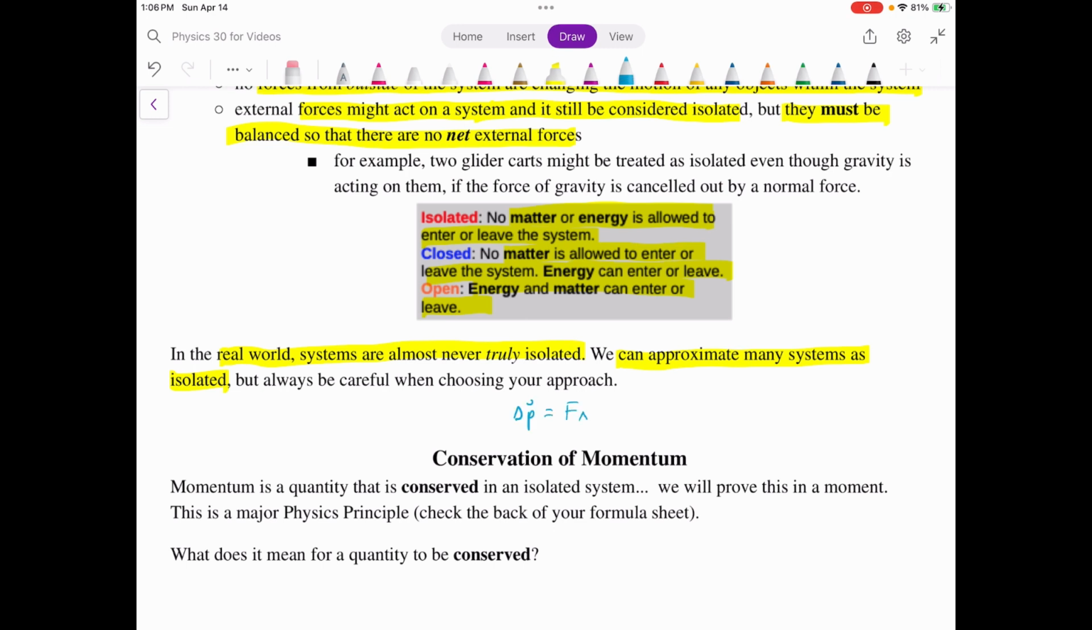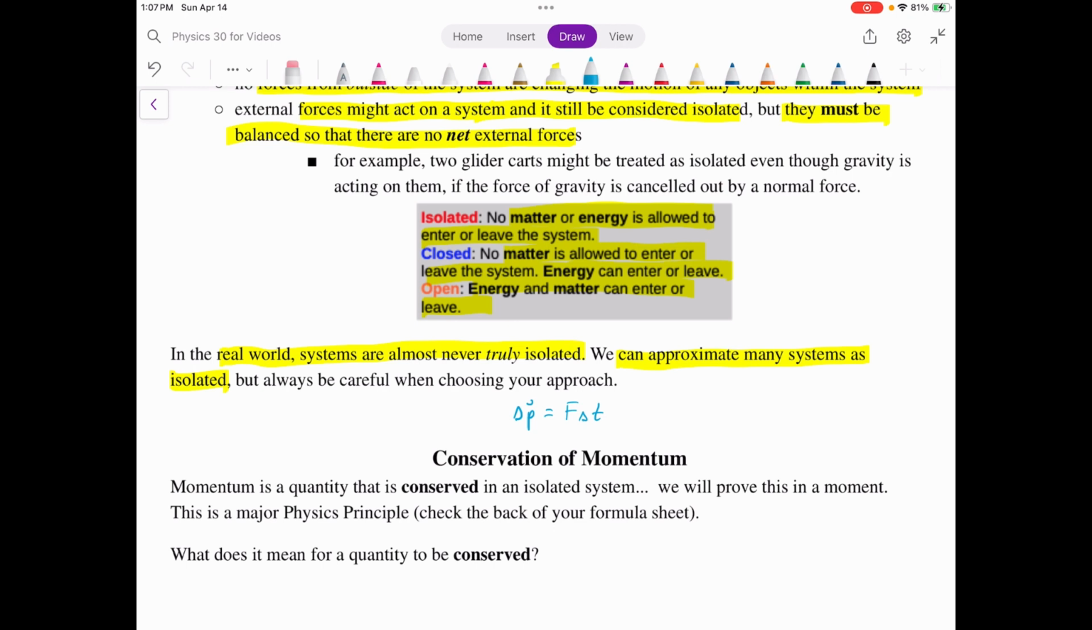Remember, impulse takes a force being applied for a certain amount of time. So this is one way we can approximate an isolated system: over short enough time scales, like in the instant just before the collision and the instant just after the collision, it is pretty close to no energy, no momentum having left the system, having been removed from the system by that external force.